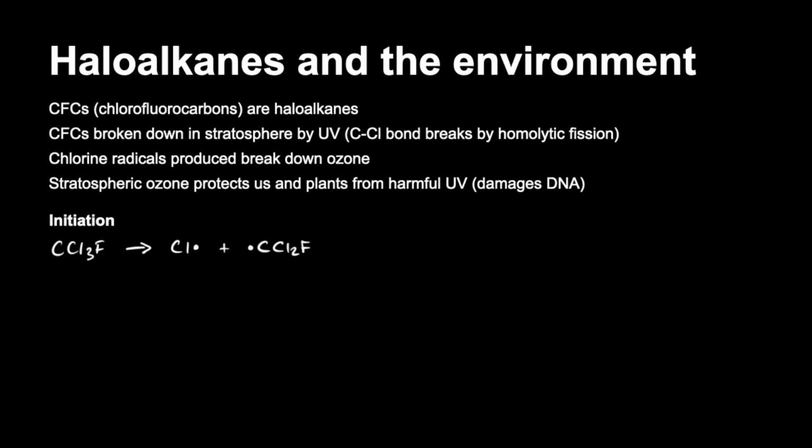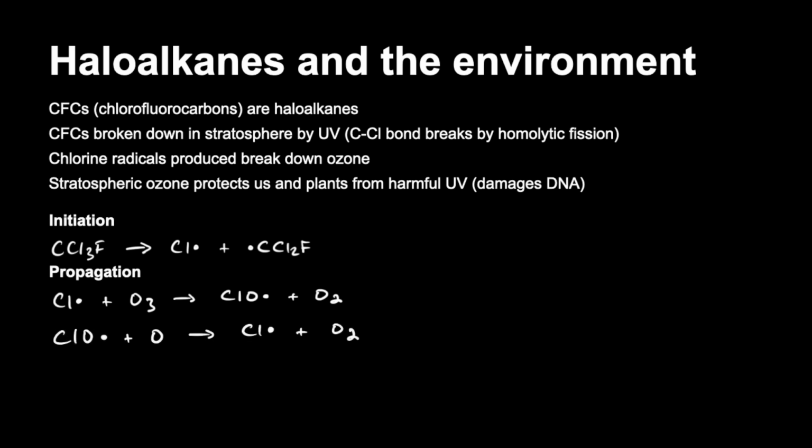So that chlorine radical that's just been produced attacks an ozone molecule in the first propagation step. That generates that ClO radical and an oxygen molecule. And then that ClO radical attacks an oxygen atom that's also up there in the stratosphere, and it reforms the chlorine radical when it makes another oxygen molecule.